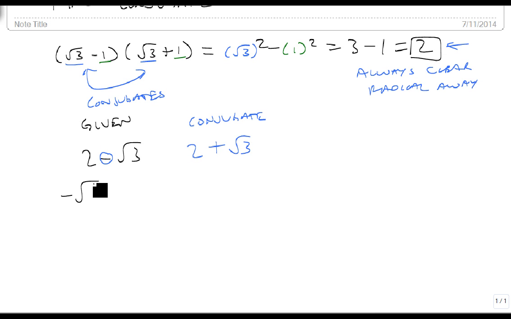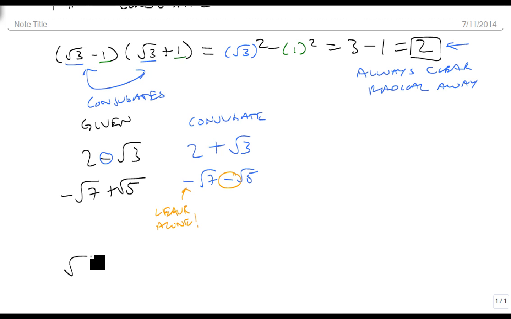So if I have minus the square root of 7 plus the square root of 5, my conjugate is going to be minus the square root of 7 minus the square root of 5. I only ever change that sign. Leave this one alone. And if you do that, you'll always get your conjugate right.